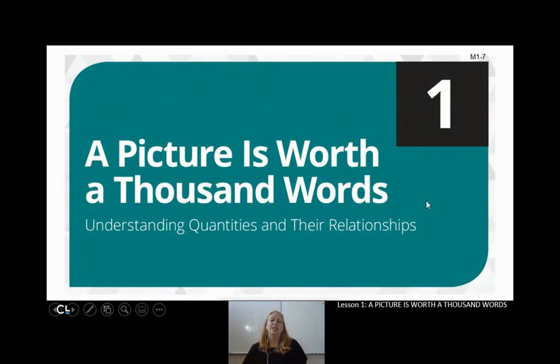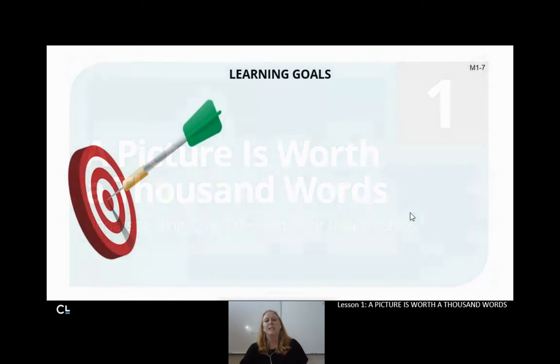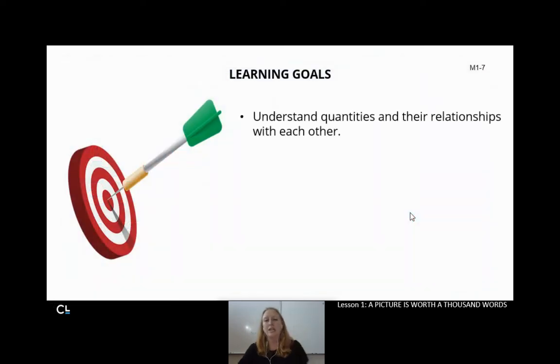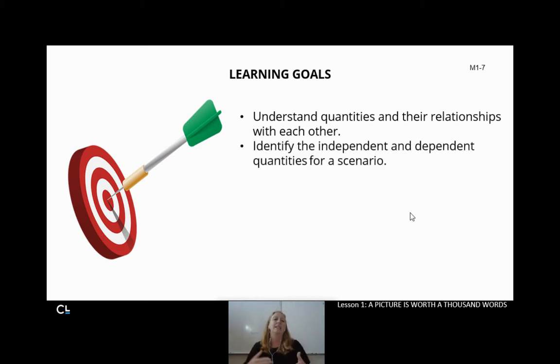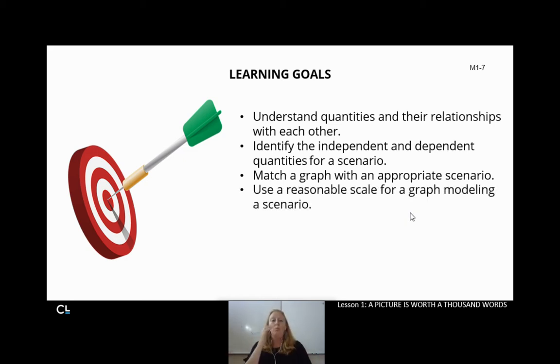So again, we're understanding quantities and their relationships. Our learning goals: understanding quantities and their relationships with each other, which we played with last time. Identify the independent and dependent quantities for a scenario, which we played with last time. Match a graph with an appropriate scenario, also last time. We also use a reasonable scale for a graph modeling the scenario. That's where we labeled and numbered our x-axis and y-axis. We did that last time as well.